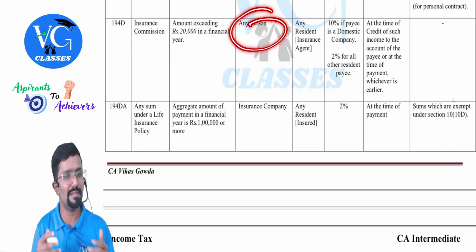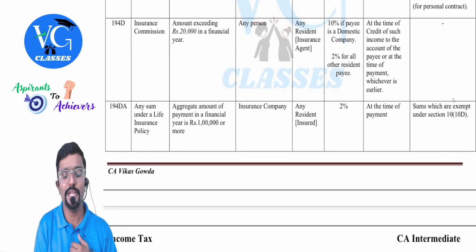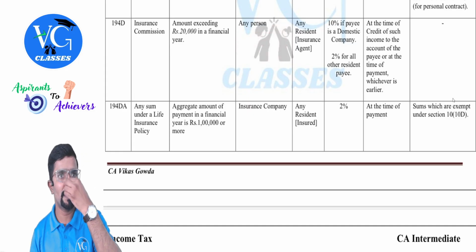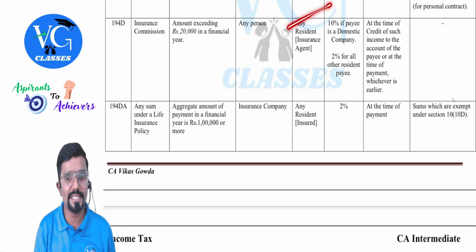If insurance commission is paid for more than 20,000, who will actually pay this? I have given "any person". This is how it is mentioned in the law. But "any person" here means who? Insurance company. They will pay to whom? They have said "any resident". But any resident includes whom, guys?